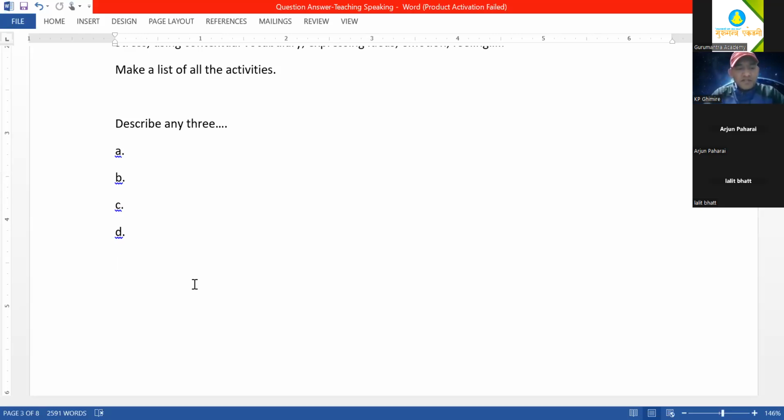For example, picture describing. How do you use this activity for teaching speaking? Means, see, as it is pedagogy, right? From the pedagogic section, what you need to do is first write, what is picture describing? Shortly write, you don't need to give explanation here, shortly write. And write the process: how do you use it, means the process of using, and give one example.